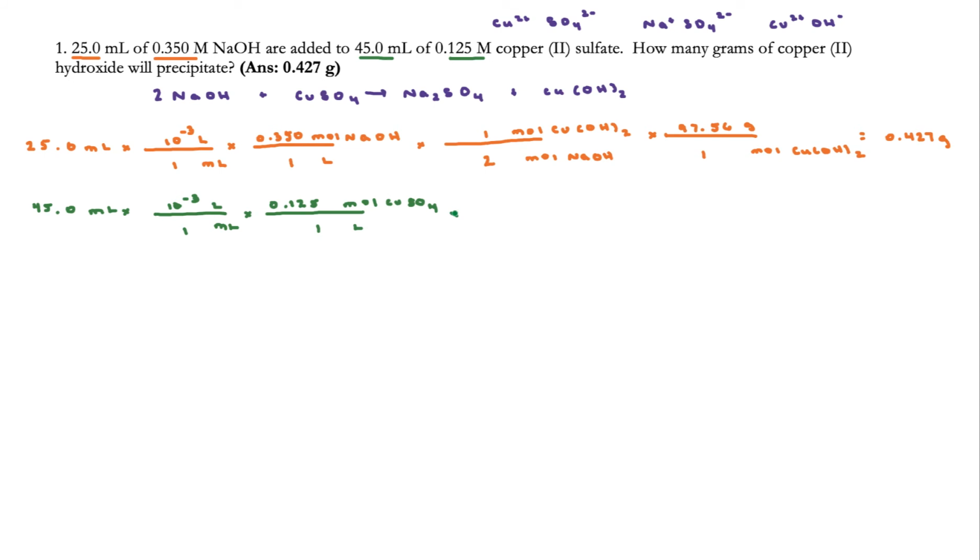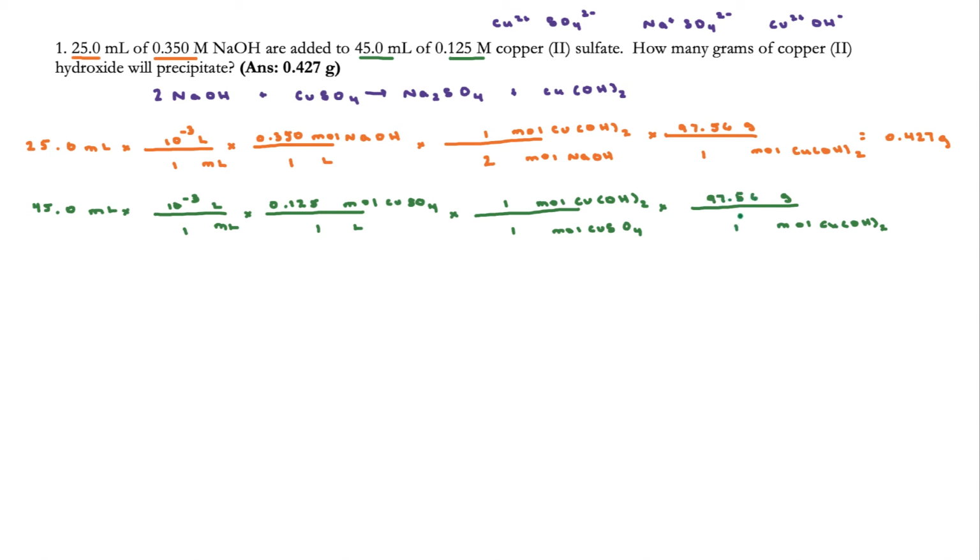Now I'm in moles of copper sulfate, which is great, but eventually I want to be in grams of copper hydroxide. So I'm going to put copper sulfate moles on the bottom, moles of copper hydroxide on top. Looking at my balanced reaction, this is going to be a 1 and a 1 coefficient. And then my last step is to get out of moles and into grams. The cool thing is I've already determined the molar mass of copper hydroxide, so I don't need to calculate it. It is 97.56 grams for every 1 mole.